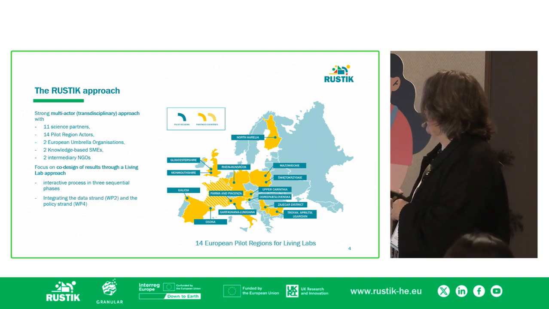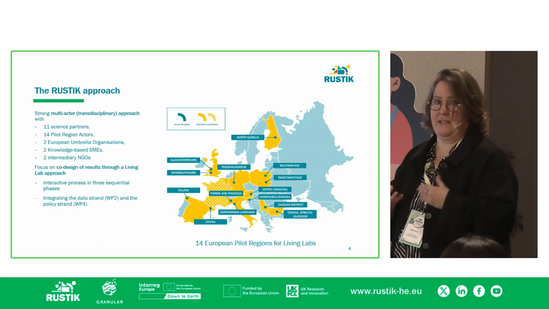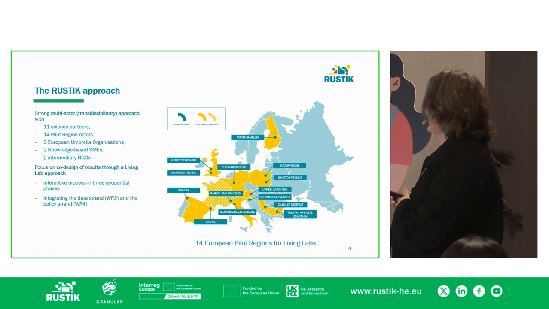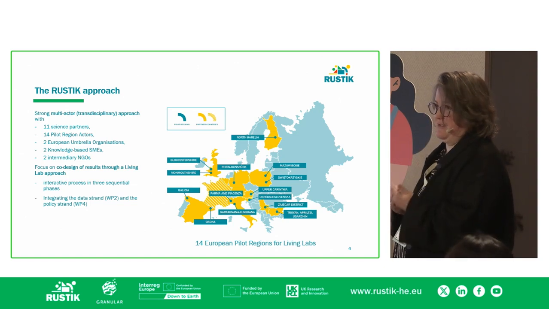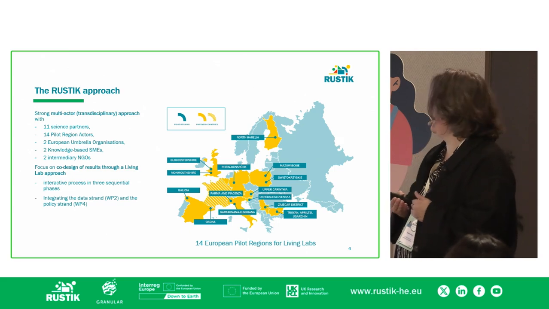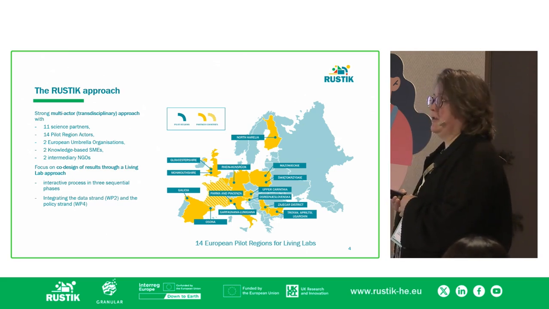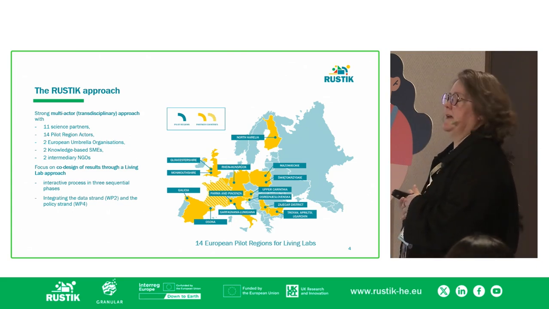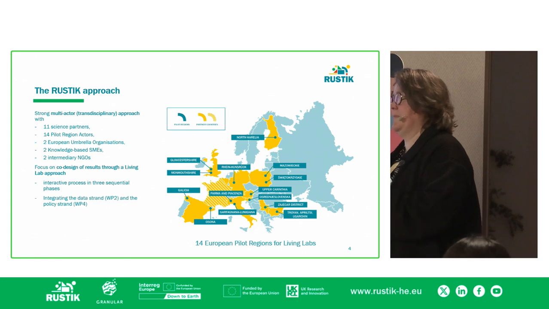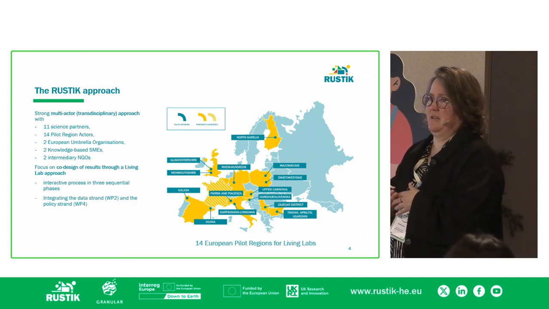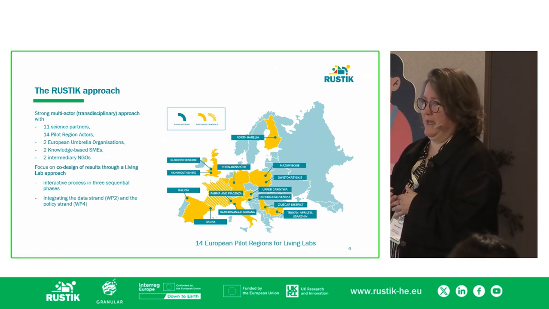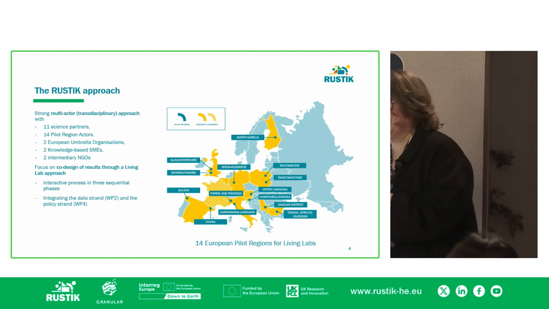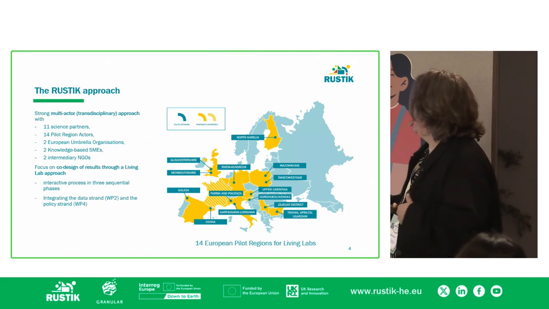We have also 2 European umbrella organizations, that is ELARD, which is the umbrella organization for the leader implementation, and Euromontana, which is a lot involved in policy making at the European level. We have 2 knowledge-based SMEs, that's MCRIT, also based in Spain, and MAPITA, which is a small Finland-based organization. And we have also 2 intermediary NGOs. FEUGA is one of them, just to mention.